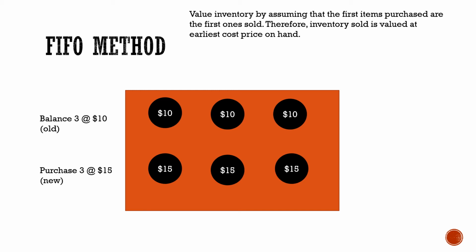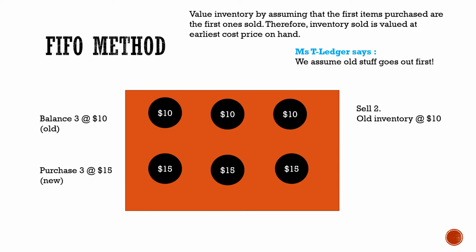Therefore, inventory sold is valued at the earliest cost price on hand. In simple words, we assume that the old stuff goes out first. Here in this example, we have a combination of old and new batch of inventory, with the old batch having a cost price of $10 per unit and the new batch having a cost price of $15 per unit.